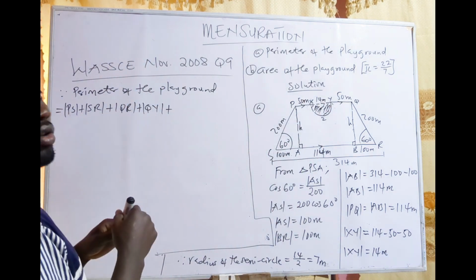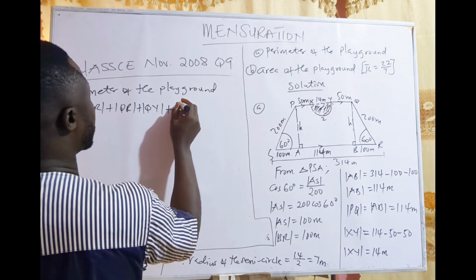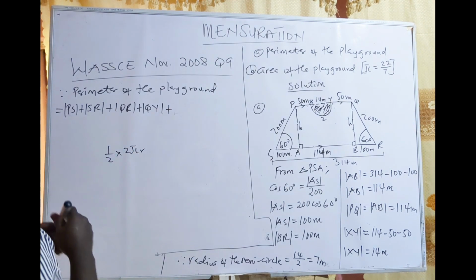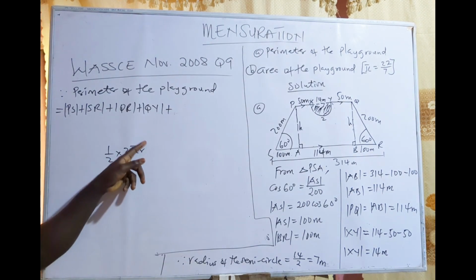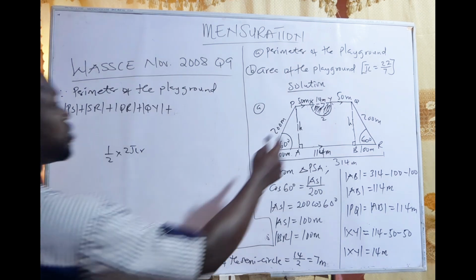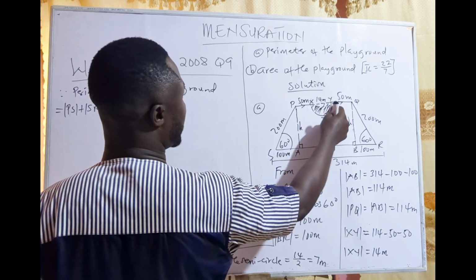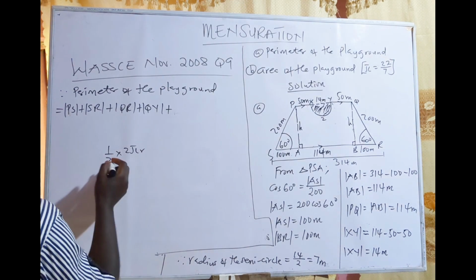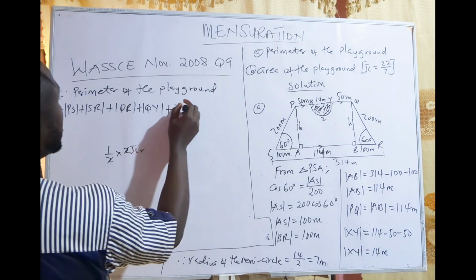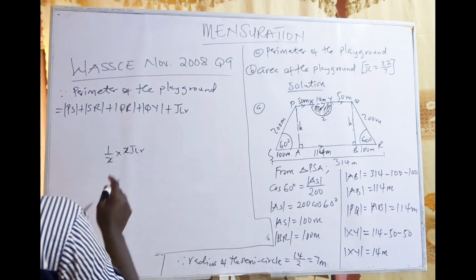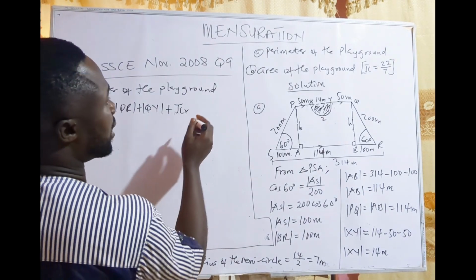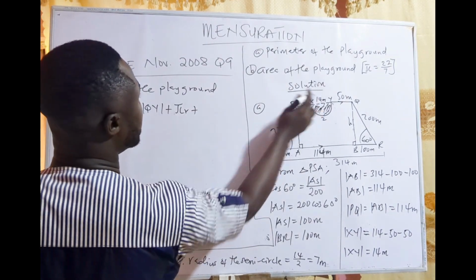What is the length of a semicircular portion? That is half of 2 pi r. Take note that the circumference of a circle is 2 pi r, and this is a semicircle, so this will cancel. So we have pi r, and then plus the length PX.